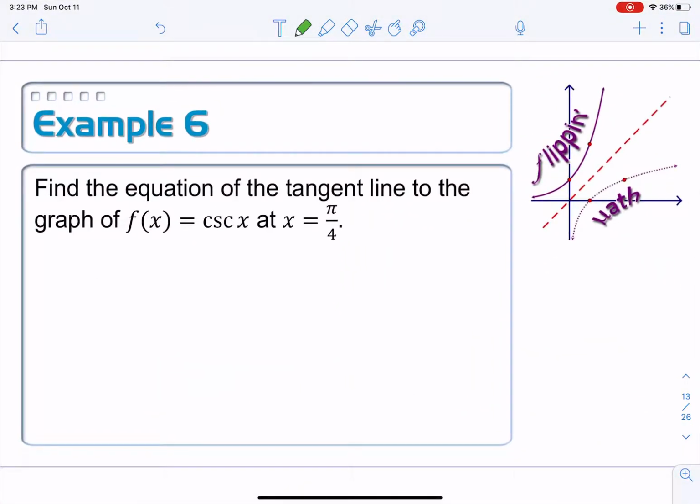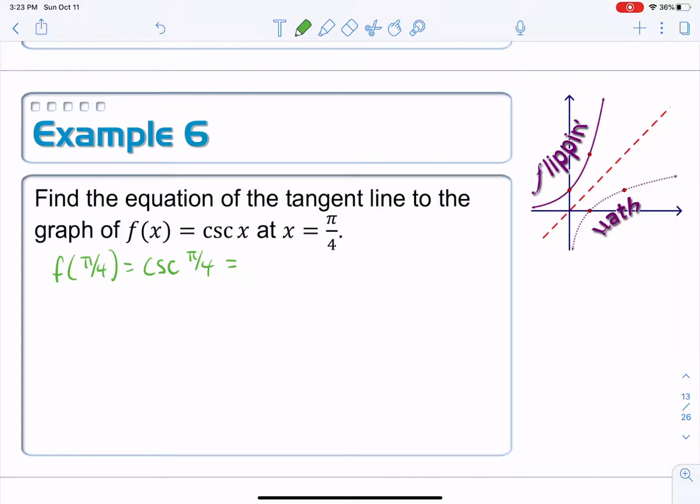Okay, so let's first find the y-coordinate here. So f of pi over 4 is equal to cosecant of pi over 4. And I don't know about you, but I don't think in terms of cosecant. So instead, I'm going to go with 1 over sine of pi over 4. And maybe right over here, draw myself a unit circle. Pi over 4. Hey, that one is the 45 degrees one, right? It's the 45, 45, 90 right triangle. And the x and the y coordinate are both square root of 2 over 2.